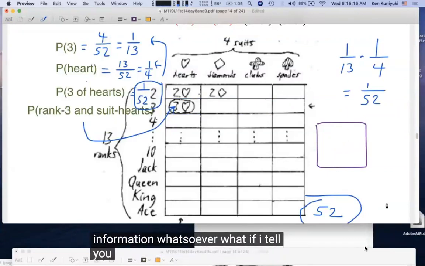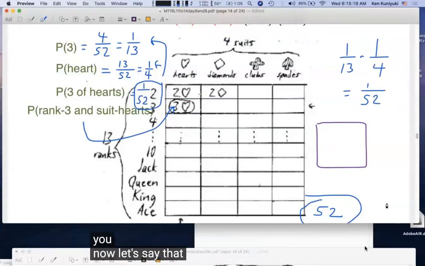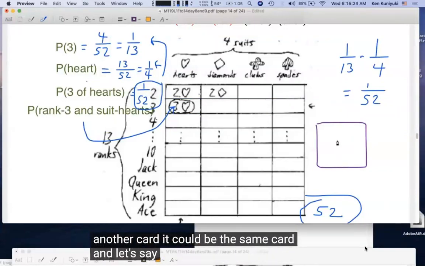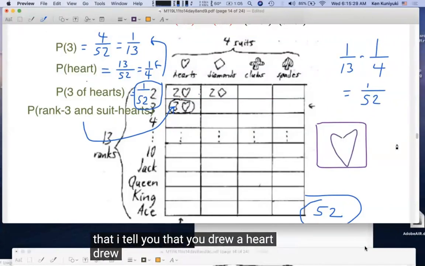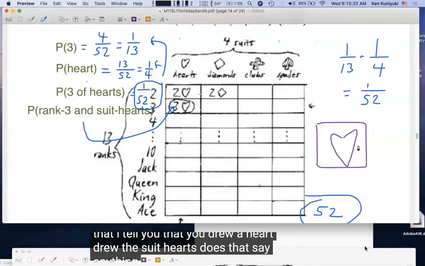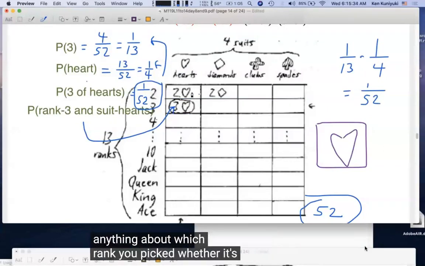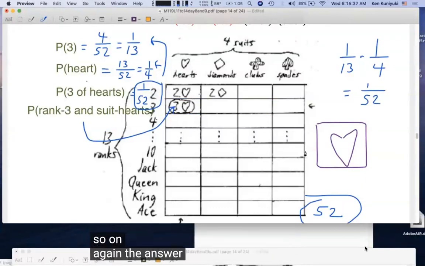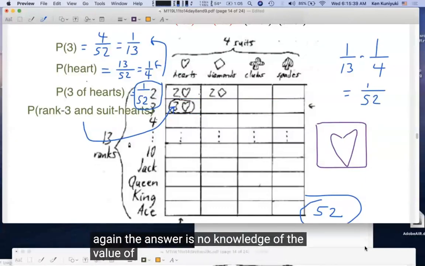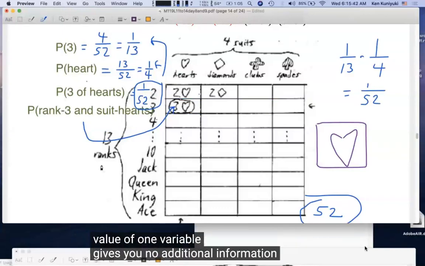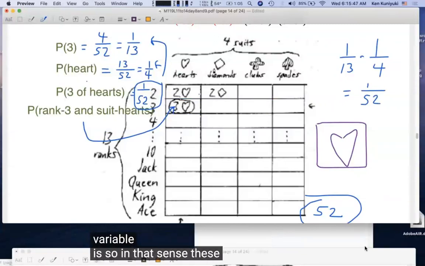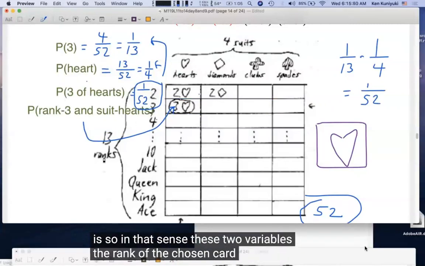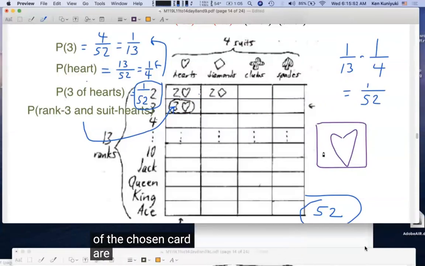Now let's say that you draw another card. It could be the same card. And let's say that I tell you that you drew a heart. You drew the suit hearts. Does that say anything about which rank you picked, whether it's a 2, 3, 4, or so on? Again, the answer is no. Knowledge of the value of one variable gives you no additional information about what the value of the other variable is. So in that sense, these 2 variables, the rank of the chosen card and the suit of the chosen card, are independent.